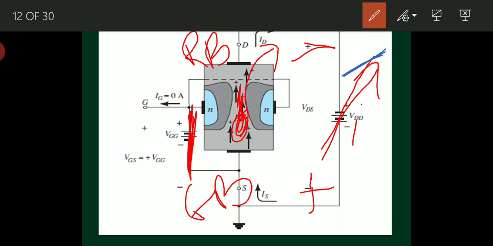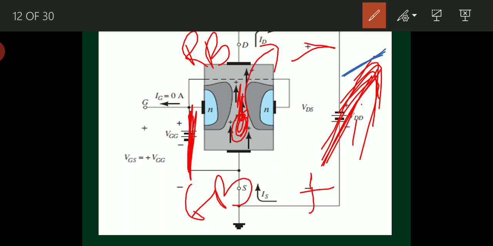The depletion region will not increase beyond that pinch off point. So what will happen? Very little space is available near the channel for charge carriers to move from source to drain. That's it. Beyond that, even if I increase the voltage VDD, the depletion region will not increase. So the channel width becomes constant.